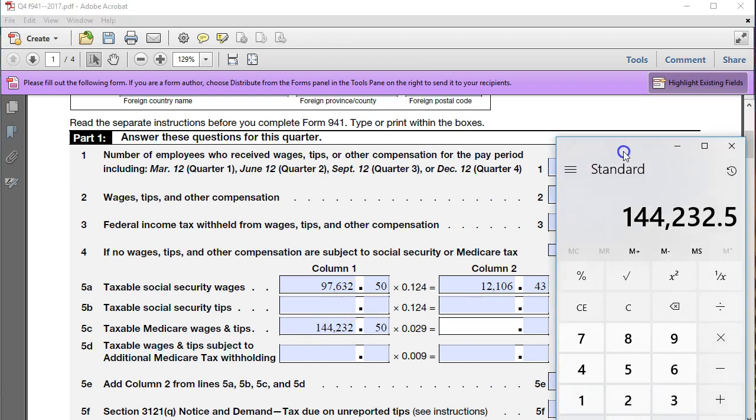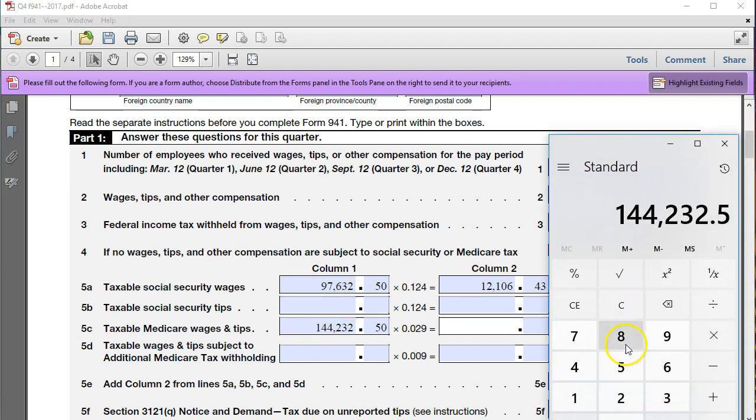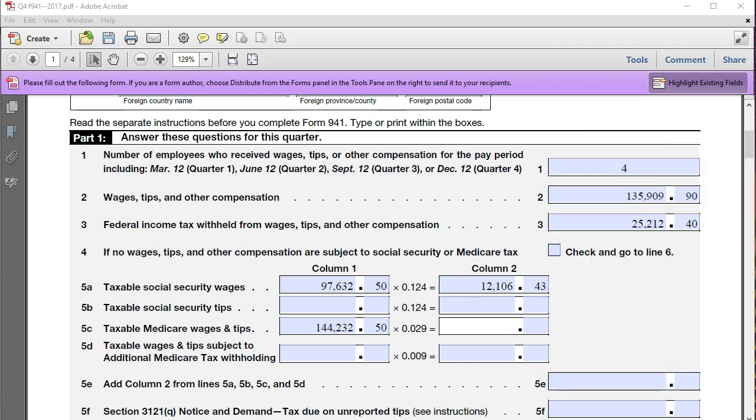We'll multiply that times the 0.029. You might be saying, well, where does that come from again? We don't recognize that percent. We probably recognize 0.0145 if we've been doing this whole thing. And if we multiply that times 2, we get 0.029. So it's the employer and employee portion represented in the percent format times the amount of 144,232.5. That gives us 4,182. So we'll put that over here. So we got 4,182.74.